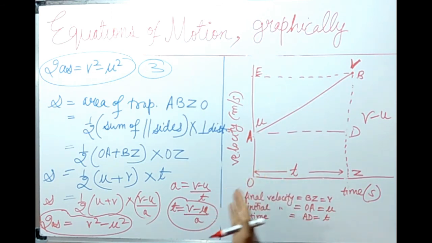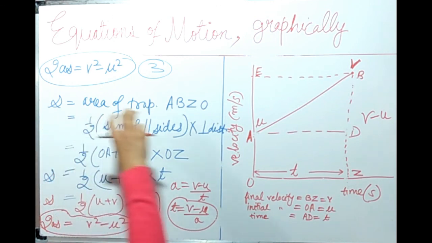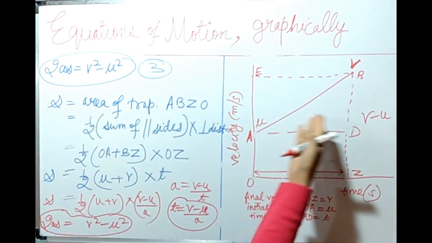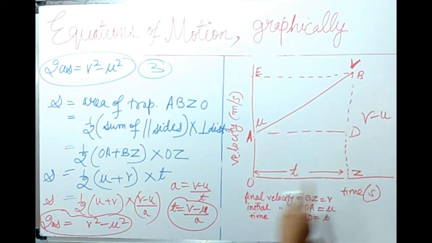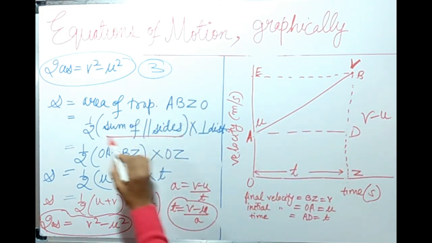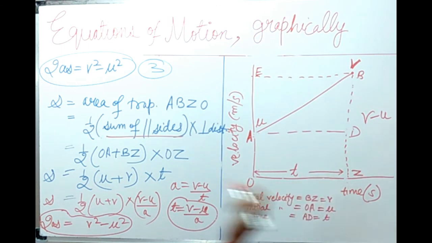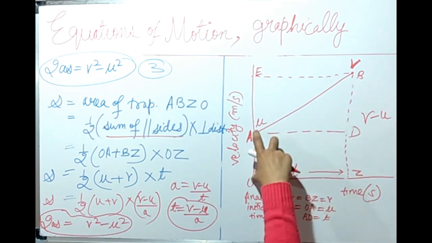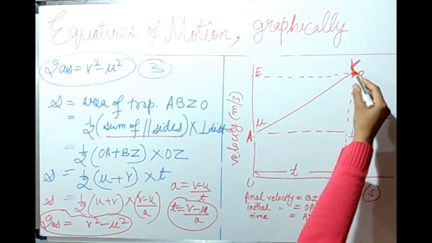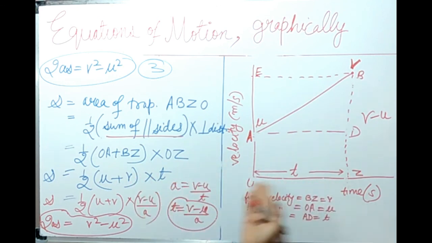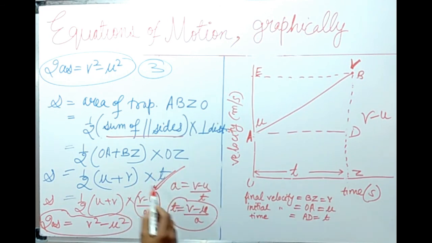So dear students, what we have done here, we have taken displacement as area of the graph. Area of this graph is area of trapezium ABZO. Area of trapezium is equal to 1 by 2 sum of parallel sides into perpendicular distance between these two parallel sides. So what we have written? OA is parallel to BZ, OA is equal to u, BZ is equal to final velocity v, and distance between these two parallel sides is this t. Just put the value of t here and we have got our expression 2as equal to v square minus u square. That is our third equation of motion.